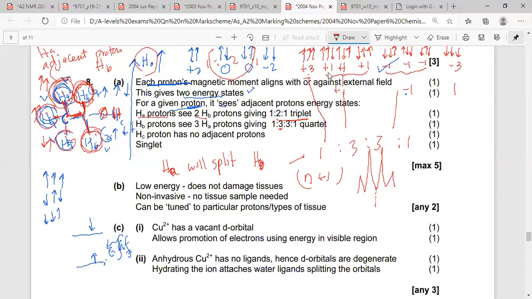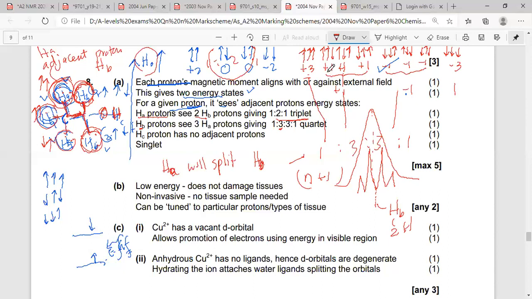So if it's low resolution, it will be like that. It's not very clear. So in high resolution, we can see clearer. There are 4 peaks here, and these 4 peaks are for HB. Split by who? Actually, there are only two hydrogens here. It's split by the 3 HA. That's why HB sees 3 HAs, giving 1, 3, 3, 1.